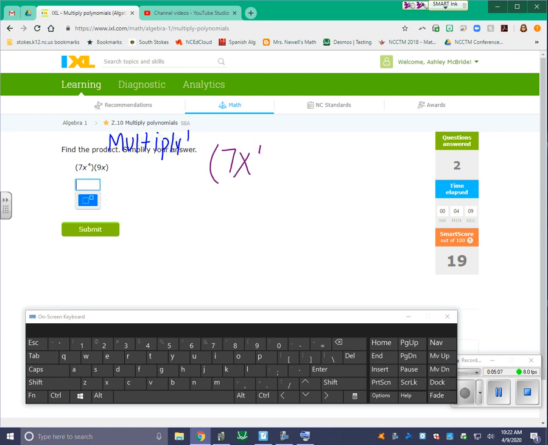7x to the 4th times 9x. So put the big numbers together. Big, and we're multiplying. Big 7 times big 9. You can use your calculator. 7 times 9, 63. And then let's put the x's together. We got 4 x's right here. How many are here? There's only one. So how many do we have all together? Well, 4 x's and one more x makes 5.